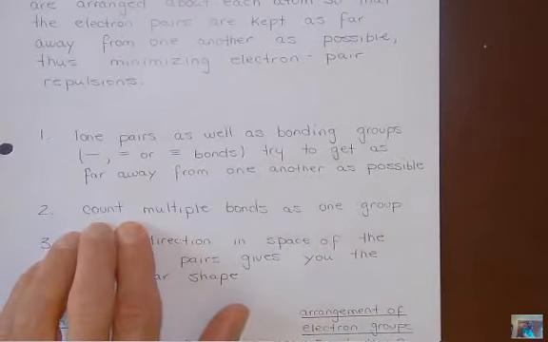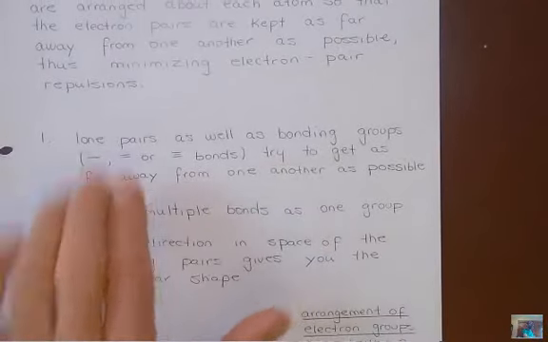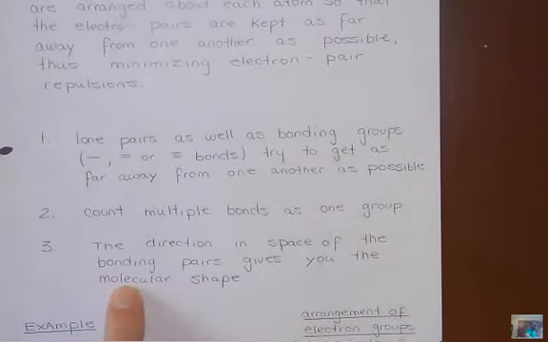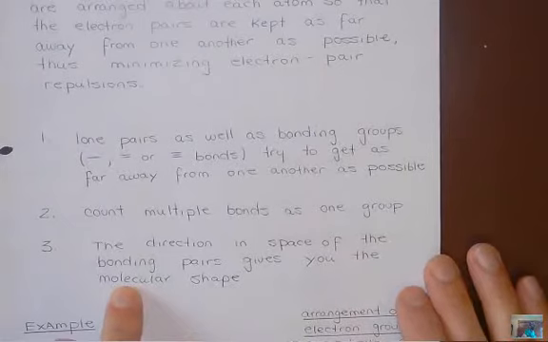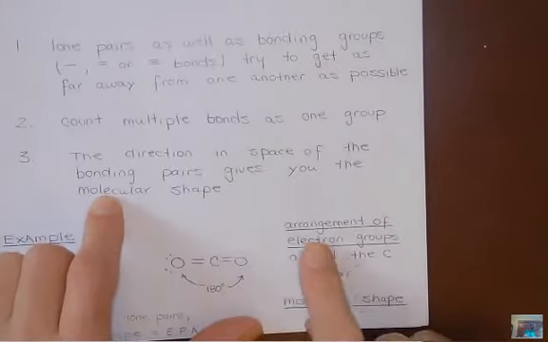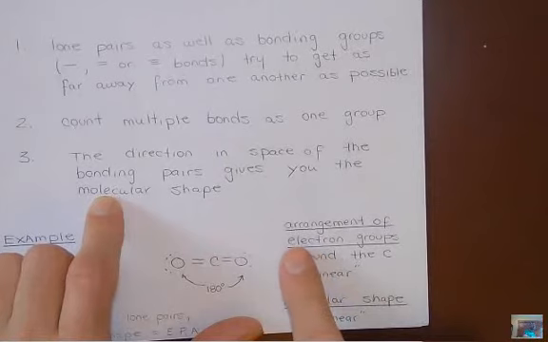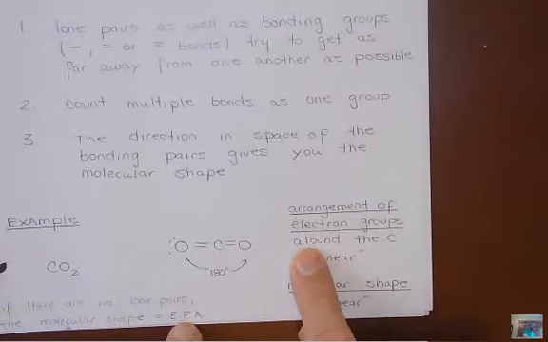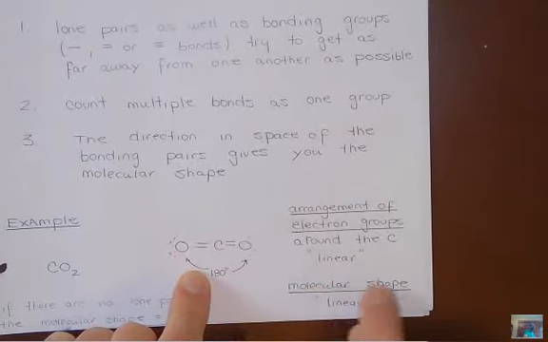Second thing, you count the multiple bonds as a single group. We just talked about that. Third thing, the direction in space of the bonding pairs gives you the molecular shape. The last thing we're going to predict, after we predict how the electron pairs are arranged, which we're going to call the EPA, the arrangement of electron pairs, is the molecular shape, which we're going to call the MS.